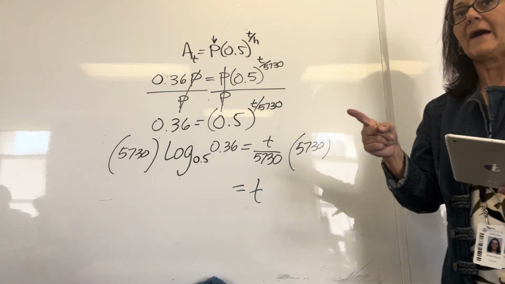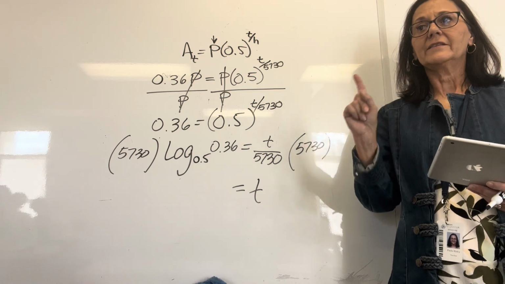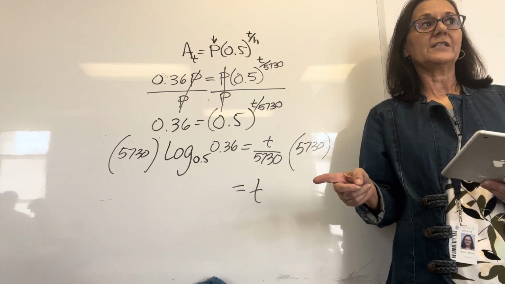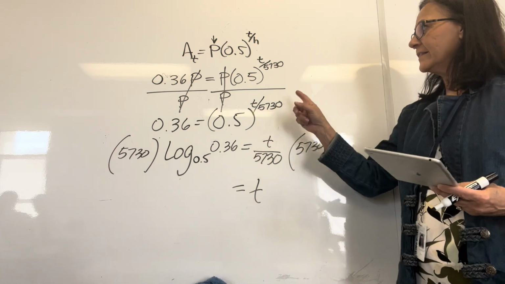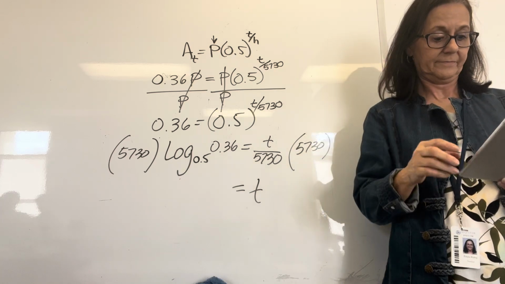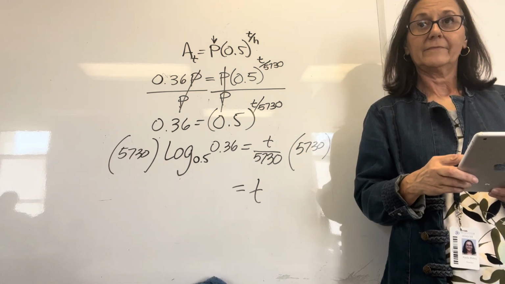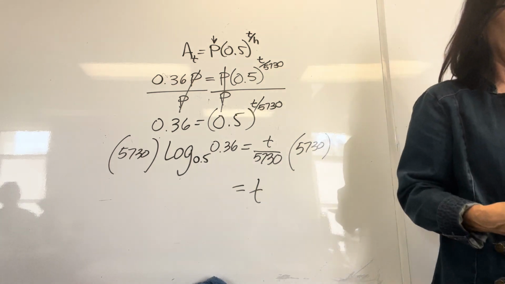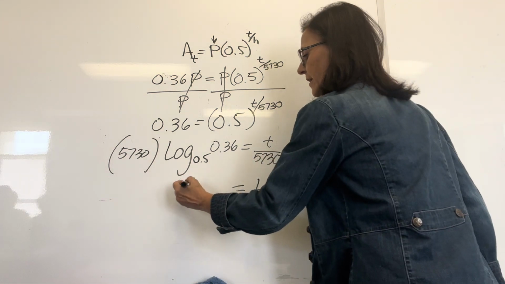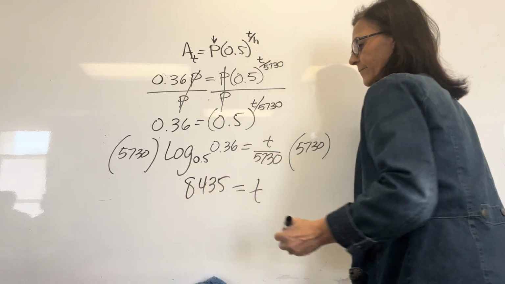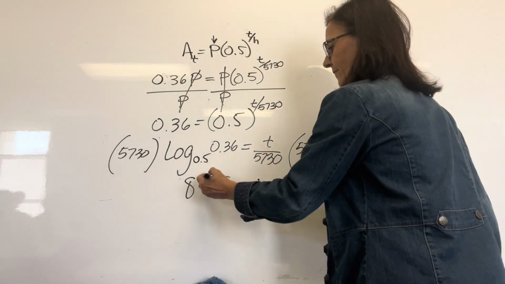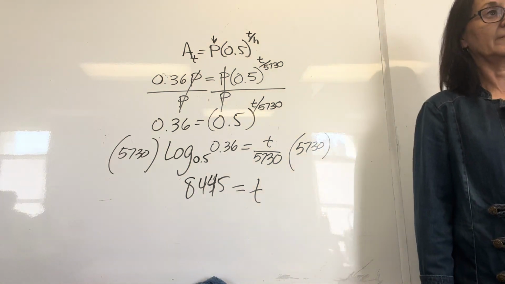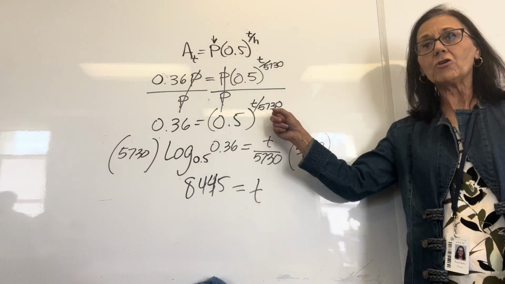Okay, so let's think about this. Is less than half still existing? Yes, only 36%, right? So is it more or less than 5,730 years? More. It better be more, right? So engage your brain. 8,445.16. So it's been over 8,445 years. Do you see how that makes sense? It had to be longer than its half-life.